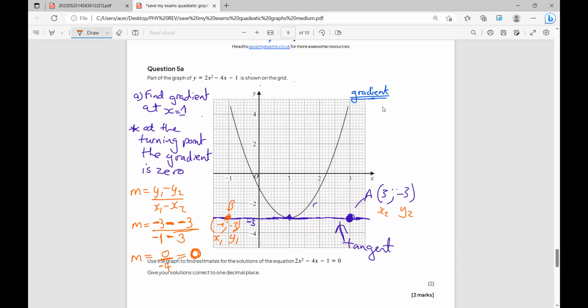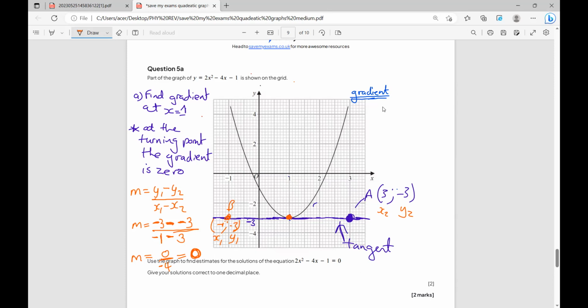So if you encounter a question like this, where you are being asked to find the gradient at the turning point, and you know exactly that this is the turning point we're dealing with, you must know that the gradient is 0. No need to calculate it. Yes, sir. They will in fact ask you to state it, right? Yes. Okay, so that's fine.